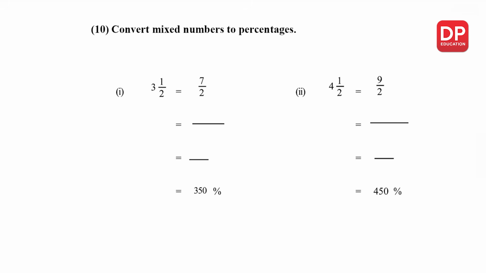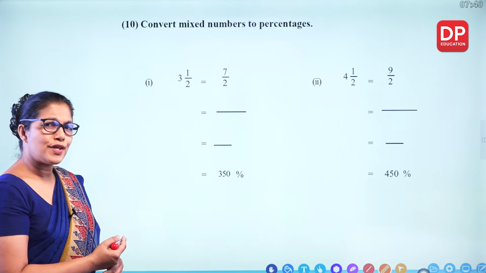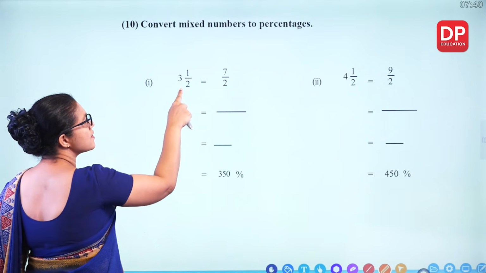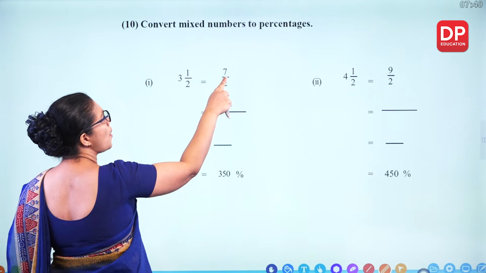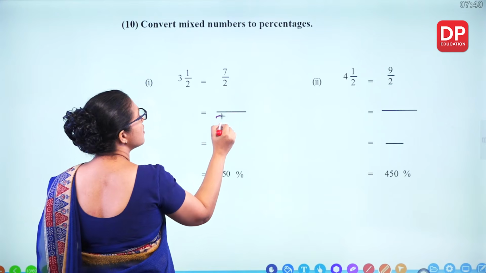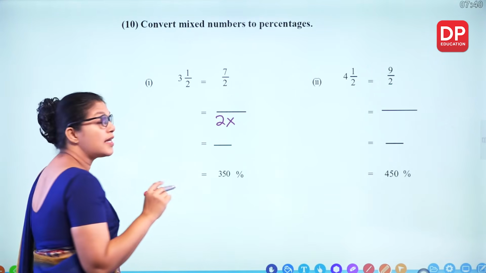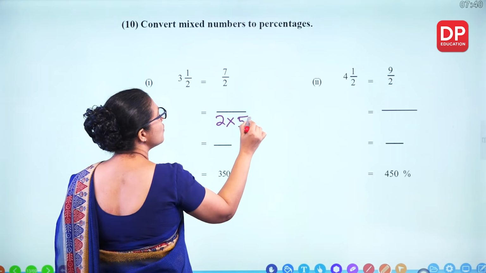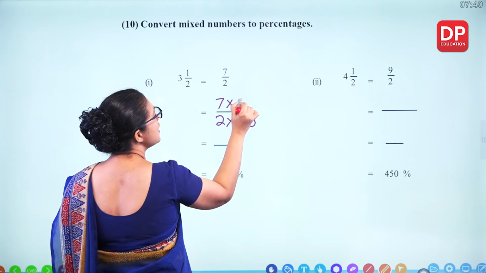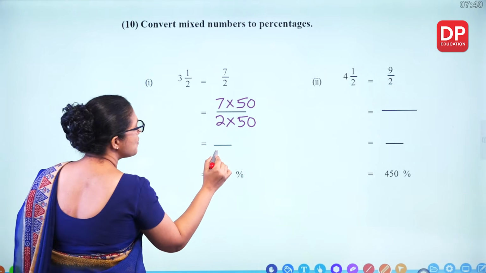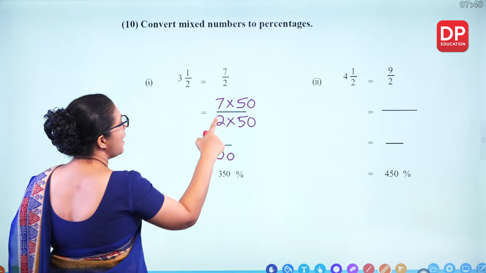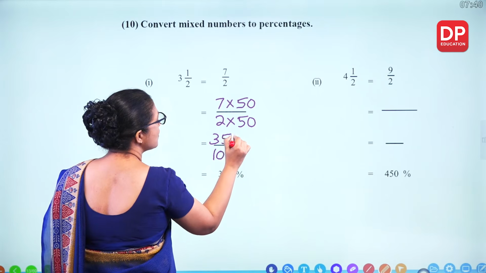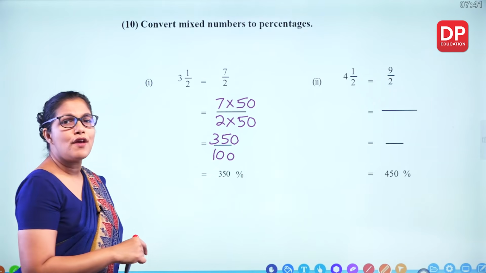Convert mixed numbers to percentages. So what do we do first? When you get a mixed number, convert to improper fractions. 3 times 2, 6, 6 plus 1, 7. Now you think about converting the denominator to 100. 2 times 50. Do the same thing. 7 times 50. 2 times 50 is 100. And then 7 times 50, 350. So you can write 350%.